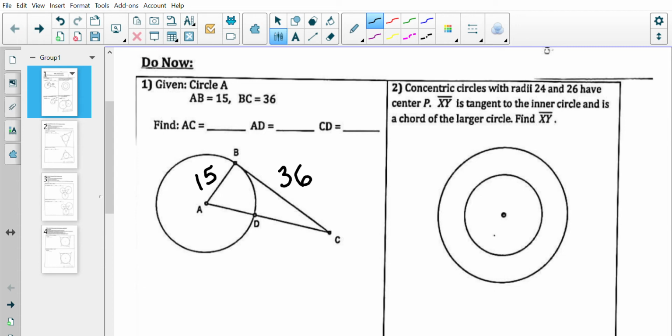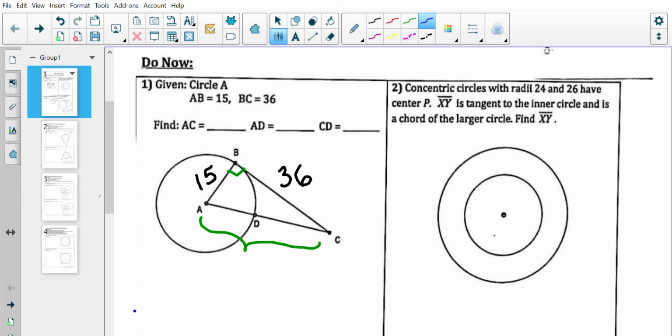Now what I want you to realize is that CB is a tangent and AB is a radius. And what happens when a tangent touches a radius? We get a right angle. Now we first want to find the length of A to C. We know we have a right triangle. We know we have 2 out of the 3 sides, so the Pythagorean theorem is definitely something we can do.